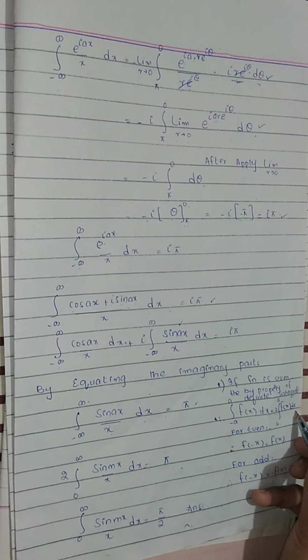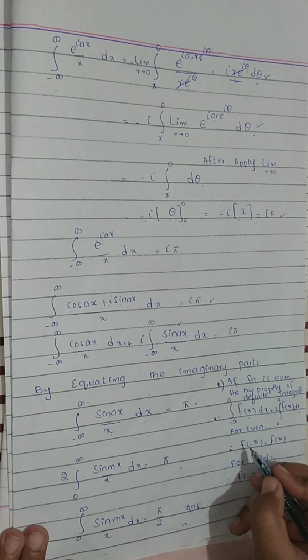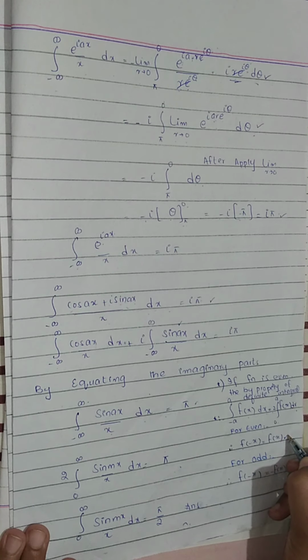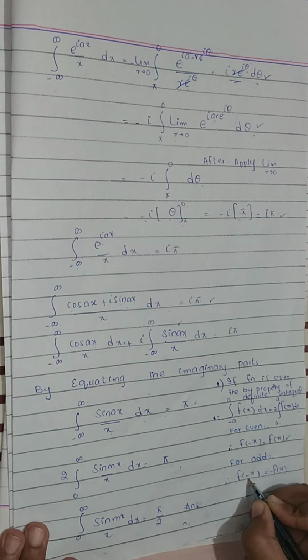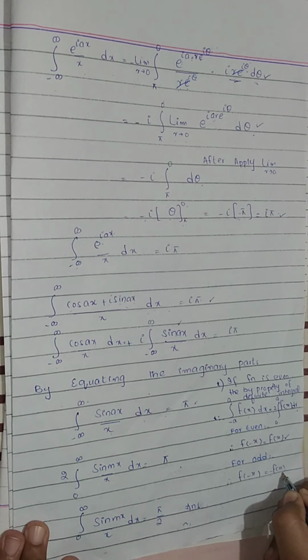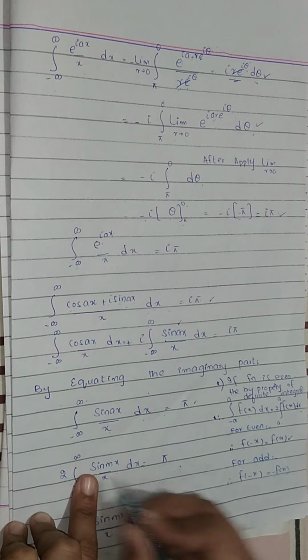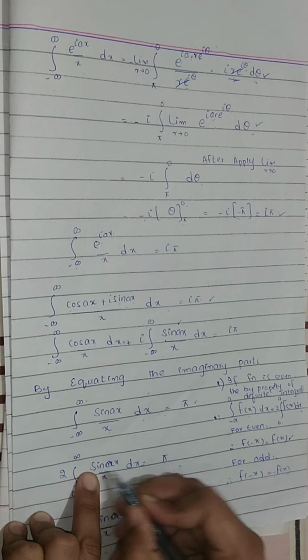If the function is even, then by the property of a definite integral, the integral from minus a to a of f(x) dx is equal to 2 times the integral from 0 to a of f(x) dx. How can we tell the function is even? If we put f(−x) in the function and we obtain f(x), then our function is even. If we put x equal to minus x and we get minus f(x), then our function will be odd. Let's check.